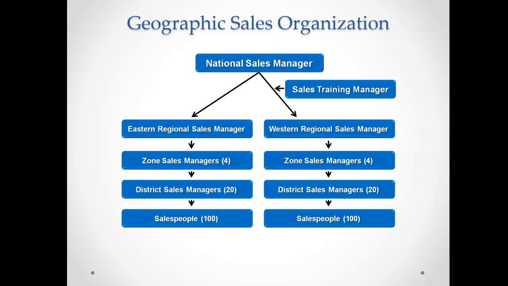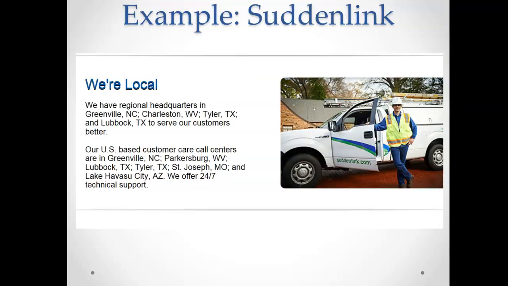So here's an example. You would see the national sales manager down to these regional sales managers and so forth. Those would be your line positions, and your staff position would be the sales training manager. And if you remember, a staff position is a support function. So for example, this is the company that my dad retired from. He ran the regional headquarters in Tyler, Texas. And so these were their regional headquarters.